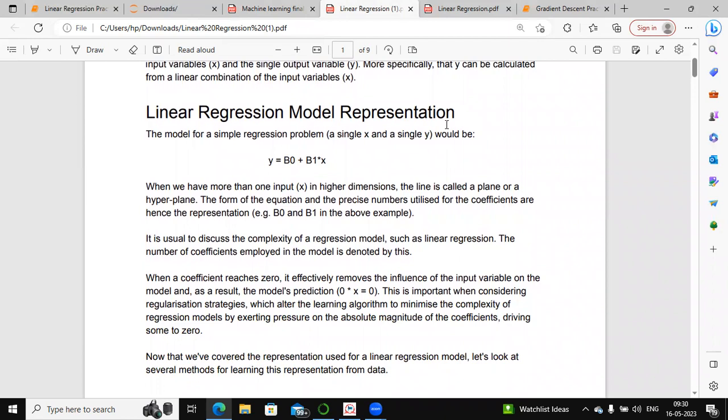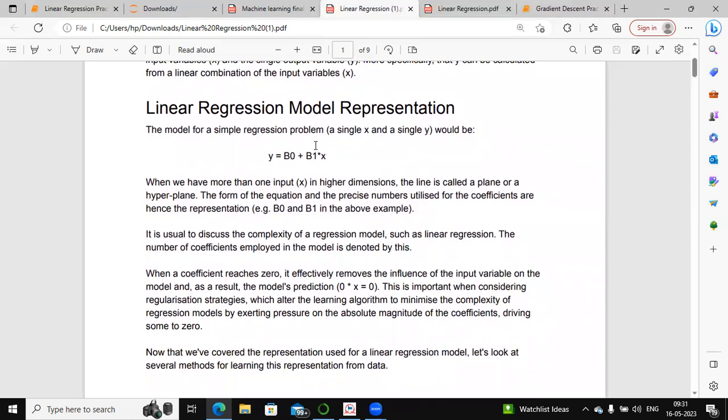Linear regression model representation. The model for a simple linear regression would be y equals b0 plus b1x. If you see this, this is a y equals mx plus c relationship, right? This is an equation of a line where b1 is the slope and b0 is our constant. Okay. So b1 and b0 are coefficients. We have to find the coefficients b0 and b1. This is what we are going to discuss in this linear regression part. We will be given values y and values x.